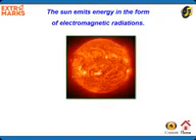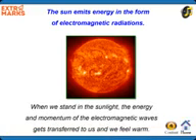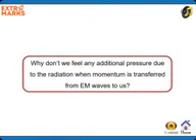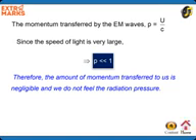The sun emits energy in the form of electromagnetic radiations. When we stand in the sunlight, the energy and momentum of the electromagnetic waves gets transferred to us and we feel warm. But why don't we feel any additional pressure due to the radiation when momentum is transferred from electromagnetic waves to us? The reason is that the speed of light is very large. Therefore, the momentum transferred to us is negligible and we do not feel the radiation pressure.